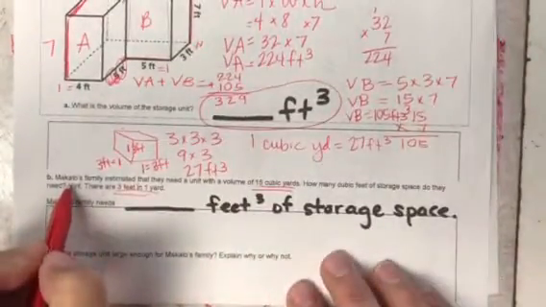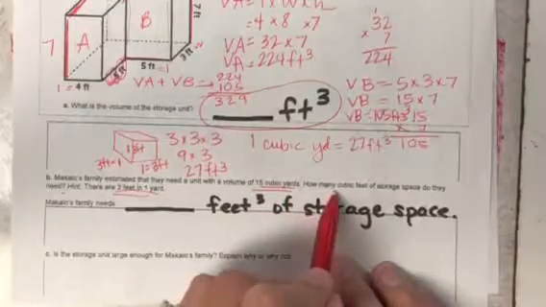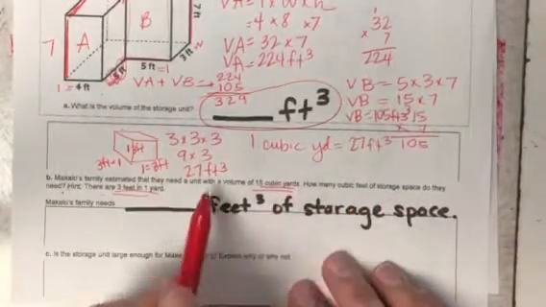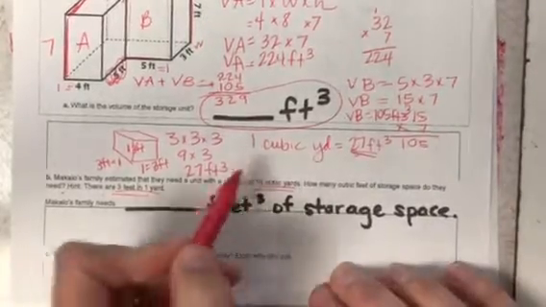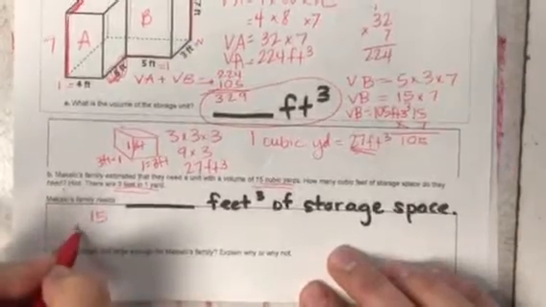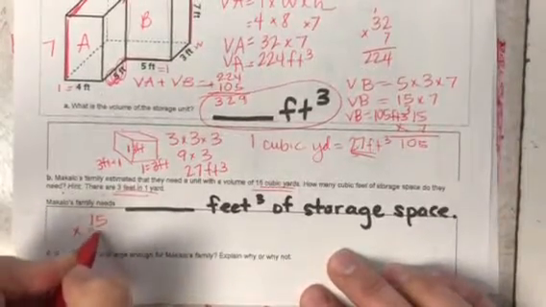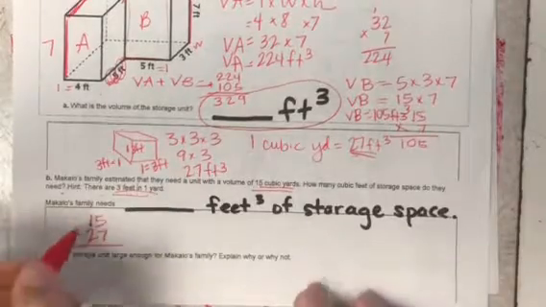So if this says 15 cubic yards, how many cubic feet of storage? Okay, so if 1 cubic yard has 27 cubic feet, now we're going to have to do 15 cubic yards times 27 cubic feet in a yard, and that will tell us our total.